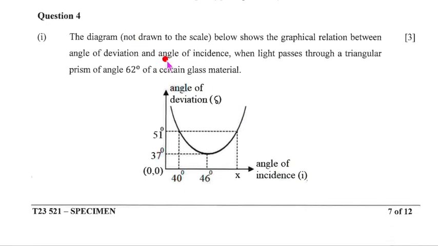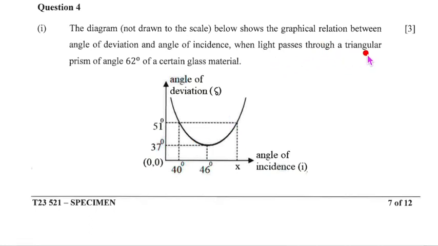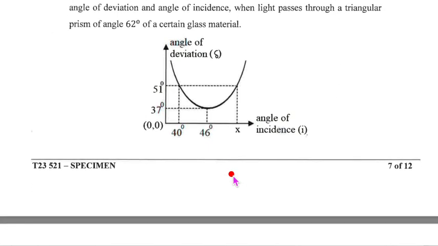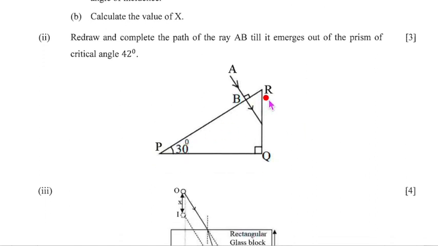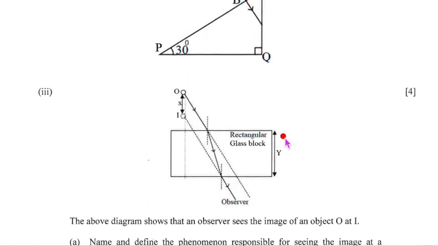We have to make sure that we are attempting only the questions which will give us full marks. Now look at our question number 4. We know this with angle of deviation and angle of incidence. We know that angle of minimum deviation is going to be this. Out here they are telling us that the triangular prism has angle of prism 62 degrees. Angle of minimum deviation is 37 and this becomes angle of incidence. Now minimum deviation means angle of incidence is equal to angle of emergence. So we are going to use A plus delta M is equal to I1 plus I2. So this is doable. Redraw and complete the path of ray till it emerges. This also is your 30, 60, 90 prism. This also is doable.